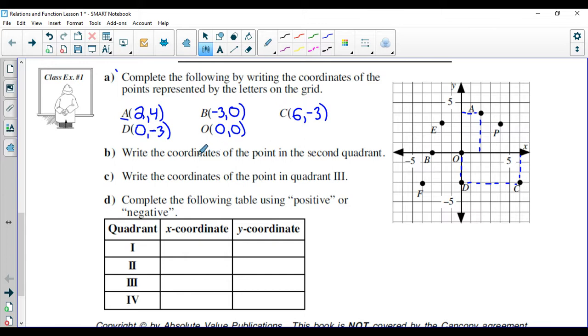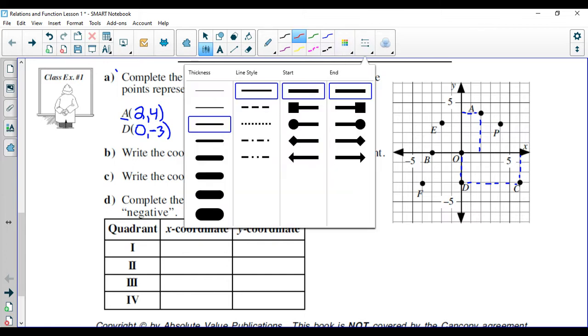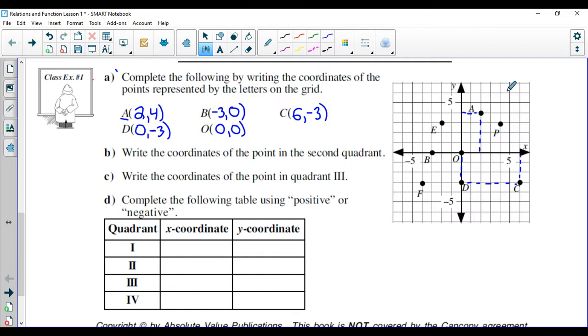Okay, it says write the coordinates of the point that's in the second quadrant. The way that we label the quadrants is as follows. The top right quadrant is what we call quadrant number 1. The top left quadrant would be quadrant number 2. Bottom left quadrant is quadrant number 3. And bottom right quadrant is quadrant number 4.